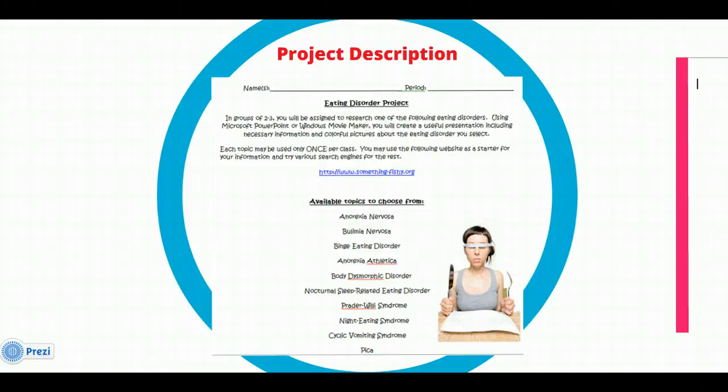So what you see here is just a project description explaining the project. I had them work in groups of 2 or 3, and they were to research one of the topics listed on the bottom here. They were expected to use either Microsoft PowerPoint or they were given the option to use Windows Movie Maker to create a presentation that was visually appealing, but also included all of the necessary information that was expected.